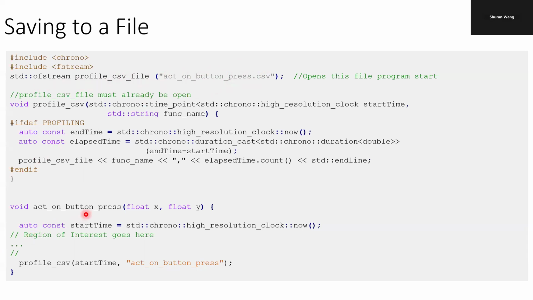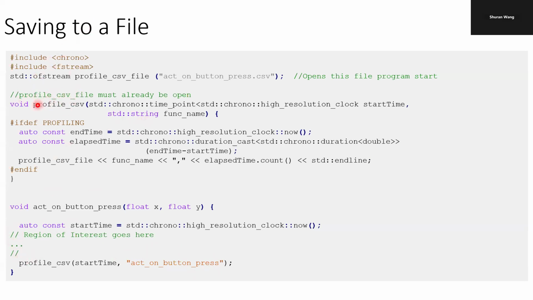Then inside each function that you would like to measure, record the start time, and at the end, call profile CSV with the start time and act on button press, which is the function name. Or you can give any part of the function, any region of a function, the region name for that action. This could be very flexible according to your use.